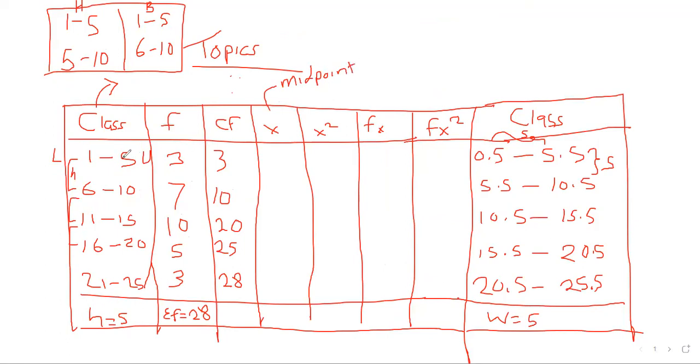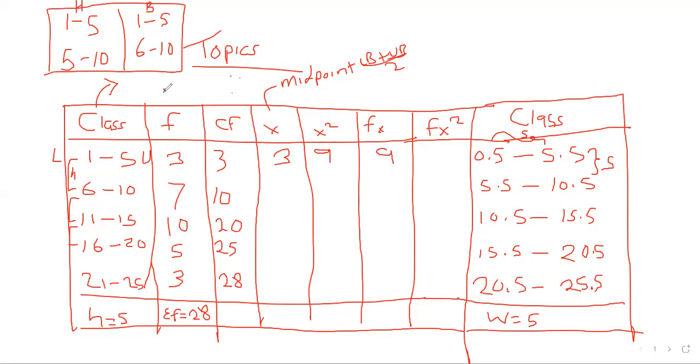The midpoint is simply found by adding the lower bound to the upper bound. 1 plus 5 is 6. 6 divided by 2. In fact, the midpoint is found by the lower bound plus upper bound divided by 2. So 5 plus 1, 6 divided by 2, we get a 3. Then when you square it, we get 9.